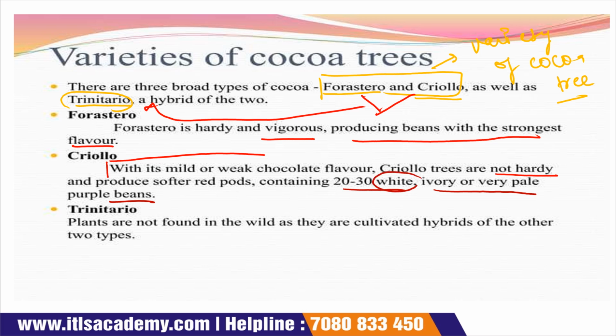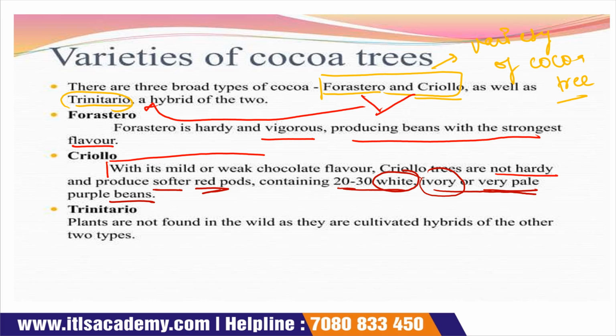The color of the beans produced by Criollo is either white, ivory, or very pale purple. The beans produced are around 20 to 30 in each row in the pods, and the pods are red in color and softer than the previous one.